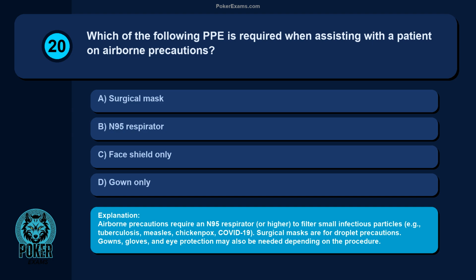Airborne precautions require an N95 respirator, or higher, to filter small infectious particles, e.g., tuberculosis, measles, chickenpox, COVID-19. Surgical masks are for droplet precautions. Gowns, gloves, and eye protection may also be needed depending on the procedure.